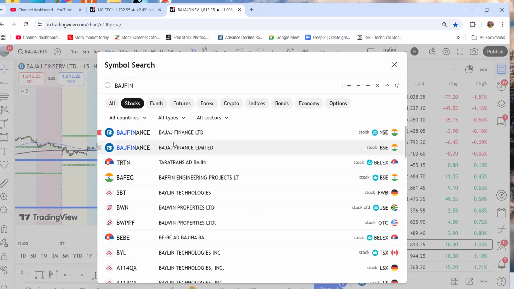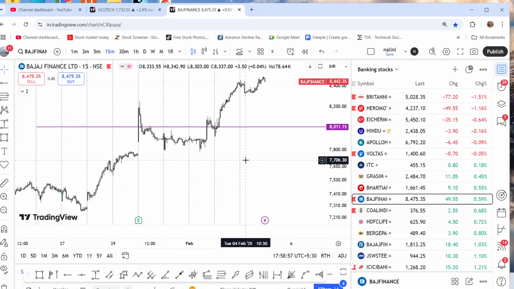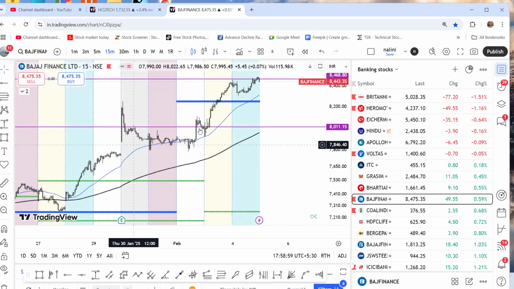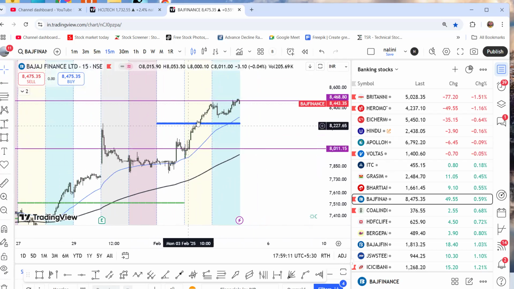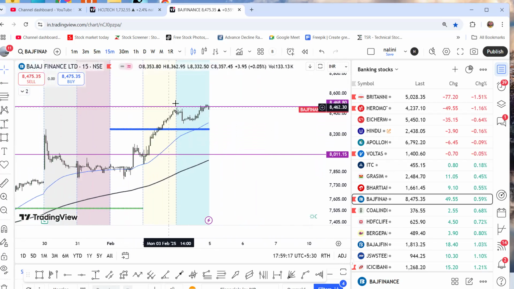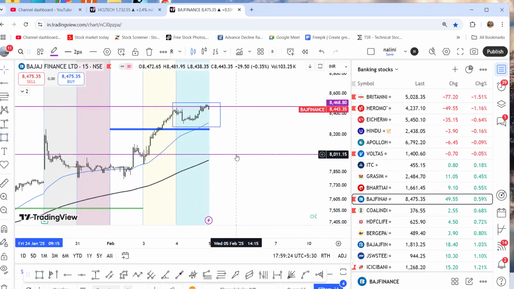Let us go to Bajaj Finance and see how it had set up. See, it had set up over here on Friday, and the parabolic move came on Saturday itself. It climbed above the 50 period moving average and crossed the monthly boundary. It is a monthly breakout. Now it is making a range box, because it needs to give some sort of discount. It is making a range.